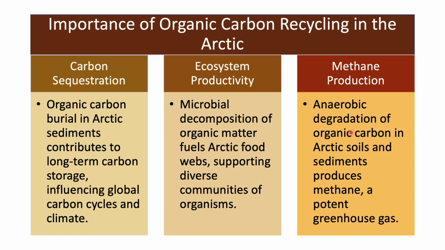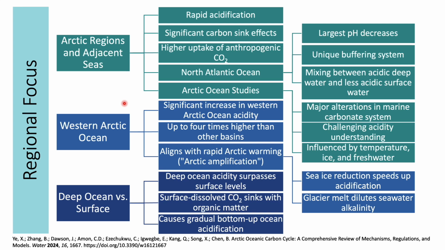The next one is methane production. The anaerobic degradation of organic carbon in Arctic soil and sediments produces methane. This is a very potent greenhouse gas, and this is the negative effect. So these are all the various organic carbon cycles that exist in the Arctic region. And although the Arctic region is very huge, we can also look at regional areas like the Arctic region and adjacent seas. What are the changes actually happening?